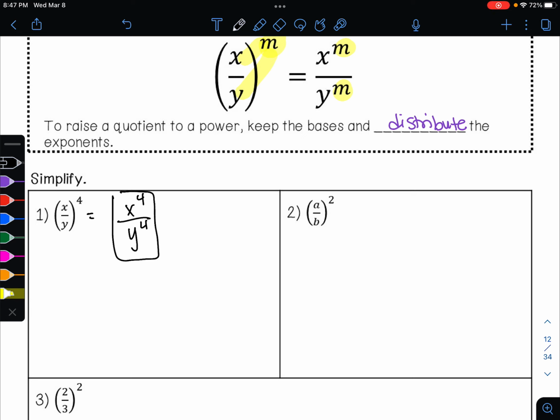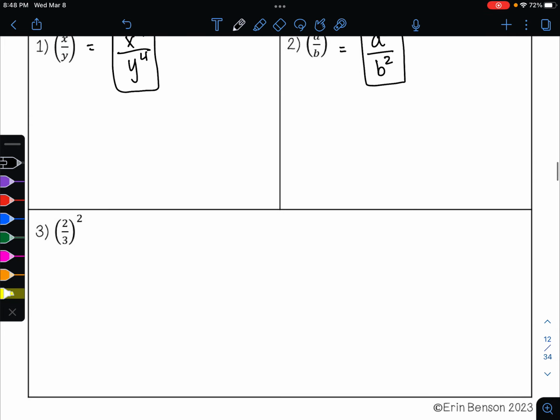On example 2, I have a over b raised to the power of 2. I have different bases, so I'm just going to distribute my exponent. So I'll have a squared over b squared as my final answer. On number 3, I have different bases, 2 and 3. So I just got to distribute that exponent. So I'll have 2 squared over 3 squared. Well, here my bases are numbers, so I can evaluate this. 2 squared is 4, and 3 squared is 9. So here my answer is 4/9.